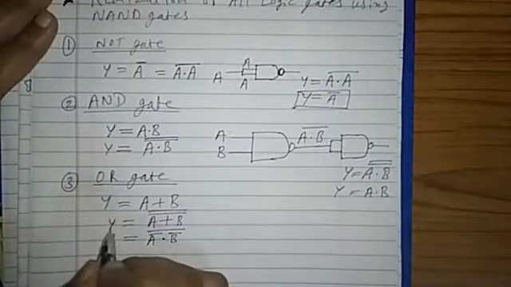NOR gate using NAND. The NOR gate expression is Y equal to (A plus B) whole bar. I can show this as the complement of a sum equal to the product of complements, and then use the double complement: A bar B bar, complemented two times. This is my expression. Here A bar B bar I can implement using a NAND gate, that is dot and complement, and in front of that one more inverter.